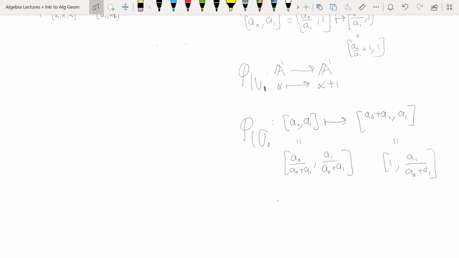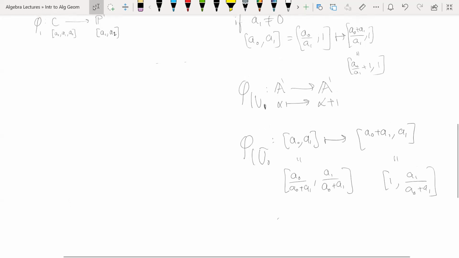so this is the direct way of doing it, and one has to identify this U0 tilde with A1 appropriately.